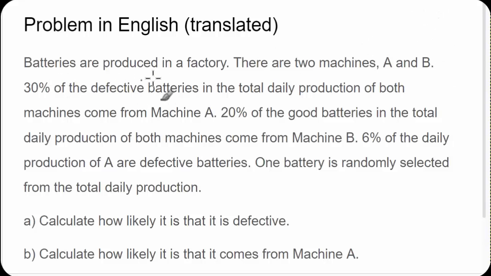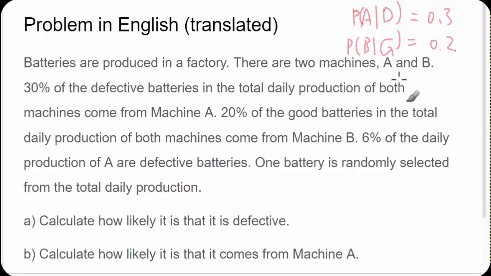Batteries are produced in a factory. There are two machines, A and B. 30% of the defective batteries in the total daily production of both machines come from machine A. This is about defect and machine A production. I know the probability of A given defect is 30%, 0.3. Now 20% of the good batteries in the total daily production of both machines come from machine B. Now given a good one, the probability that it is from machine B is 20%, 0.2.